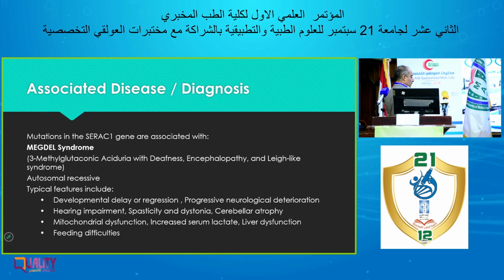What is the CRAC1 gene mutation responsible for? Mutations in the CRAC1 gene are associated with MEGDEL syndrome: methylglutaconic aciduria with deafness, encephalopathy, and Leigh-like syndrome. It is autosomal recessive. Typical features include developmental delay, progressive neurological deterioration, hearing impairment, spasticity, dystonia, cerebellar atrophy, mitochondrial dysfunction, increased serum lactate, liver dysfunction, or feeding difficulties.